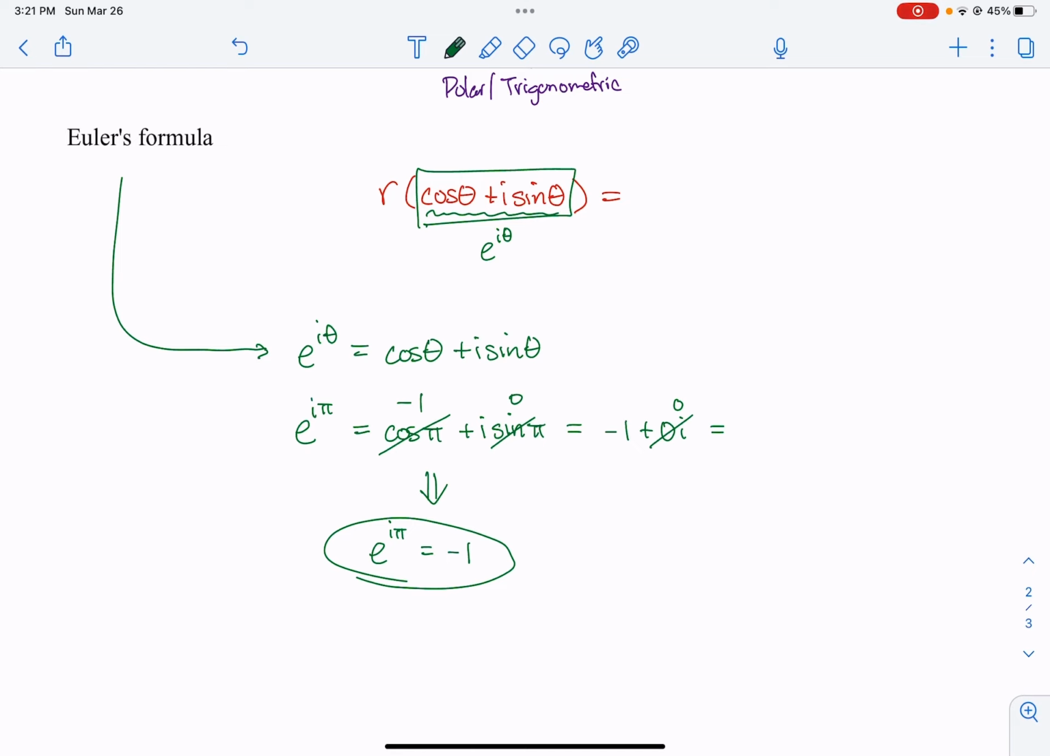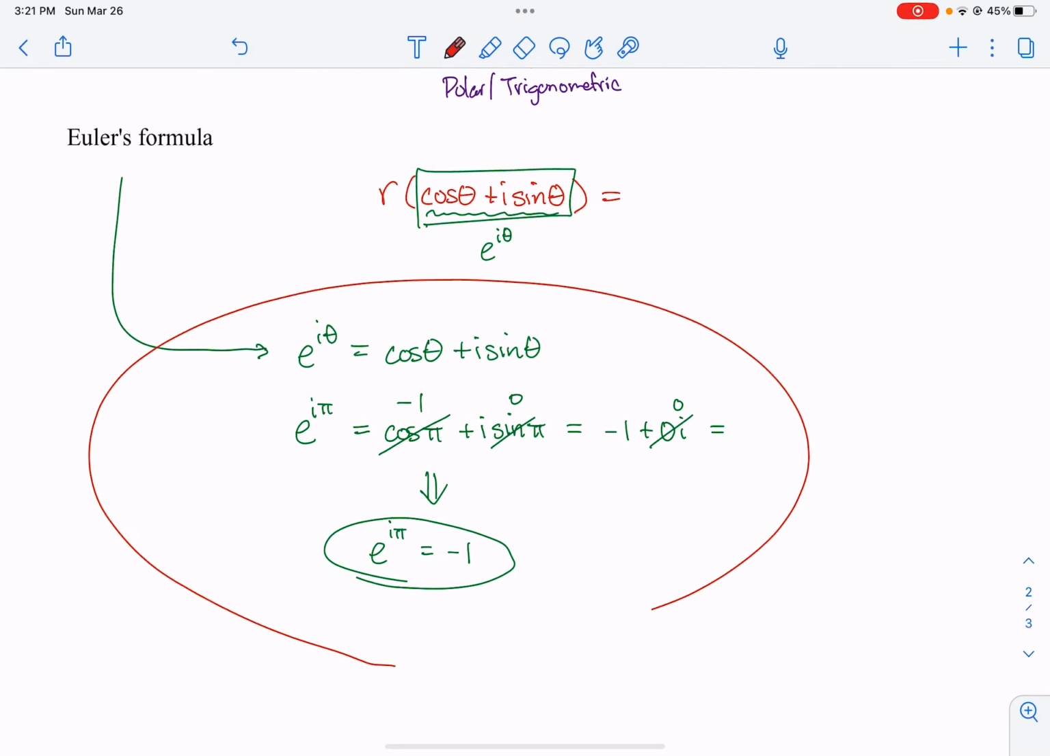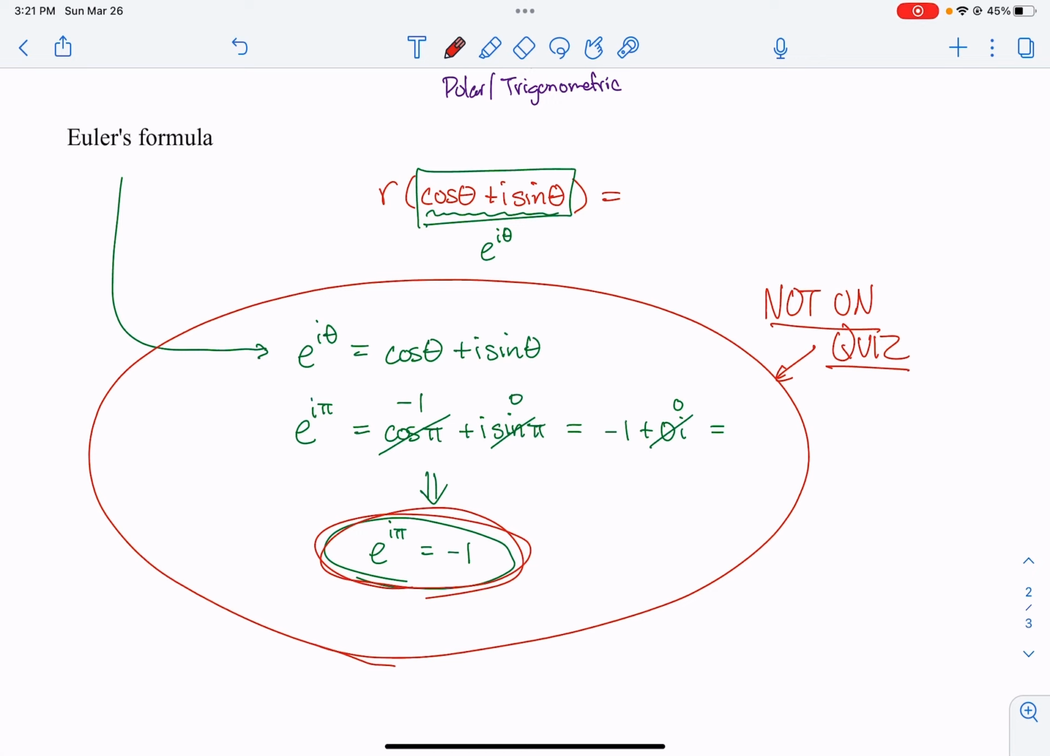Your brain might be melting right now, but that's okay. Just know that this stuff right here is not on the quiz. But I just wanted to show you some really beautiful stuff that you can do with these complex numbers. It turns out that this result makes a lot of sense, though. The more you think about it, the more you look into it online, there are a lot of awesome videos out there, it makes more and more sense. But it's just so crazy.